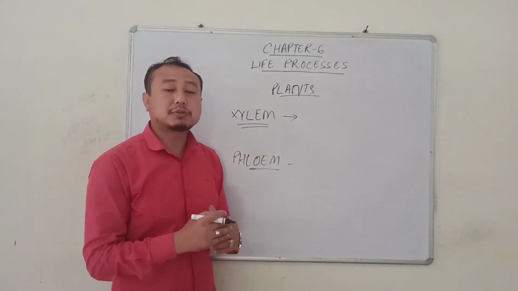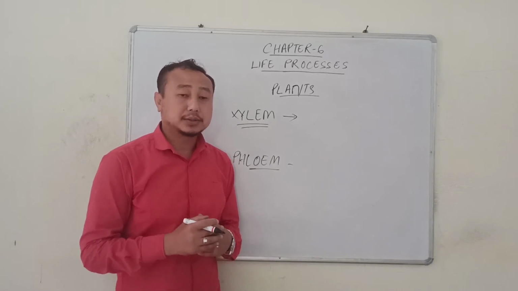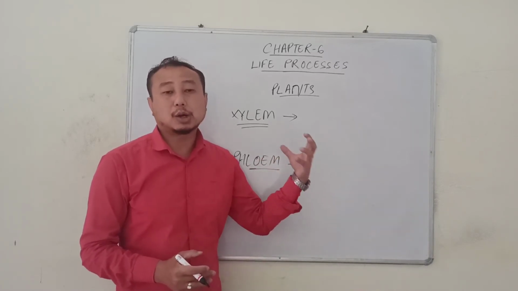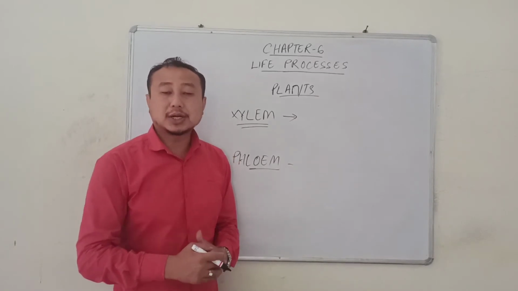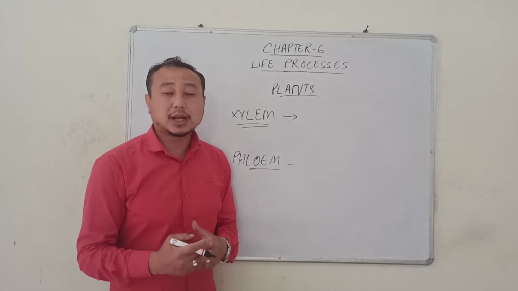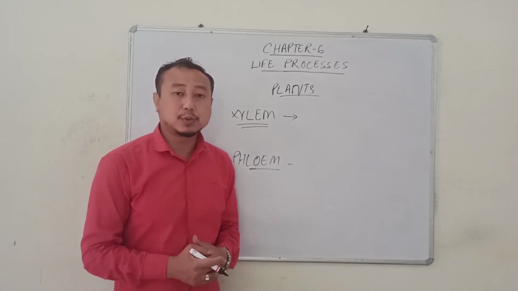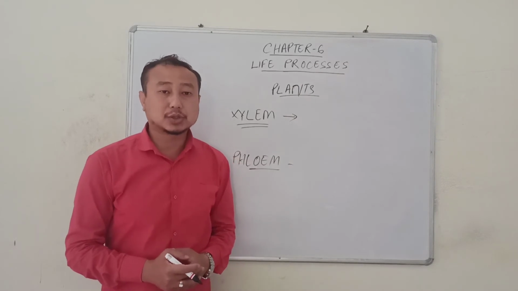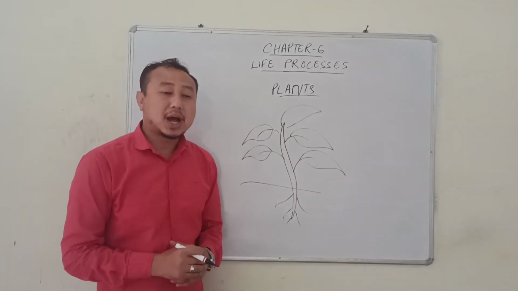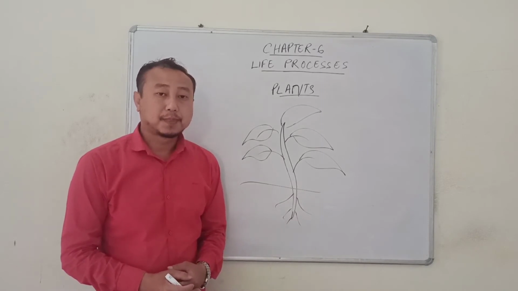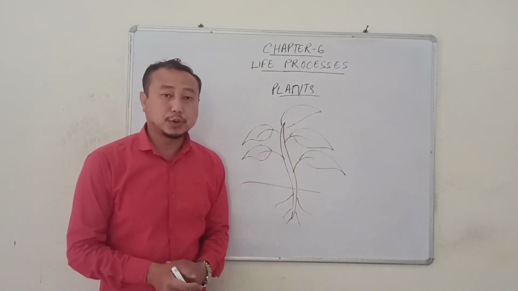The transportation in the xylem and the phloem is done by the help of either abrasion or by the help of energy. So let us see how xylem helps in the transportation of the water and the minerals from the root to different parts of the body, and how phloem transports the food from the leaf to different parts of the body. In the plant, the roots absorb the water and minerals from the soil, and it is transported to different parts of the body.